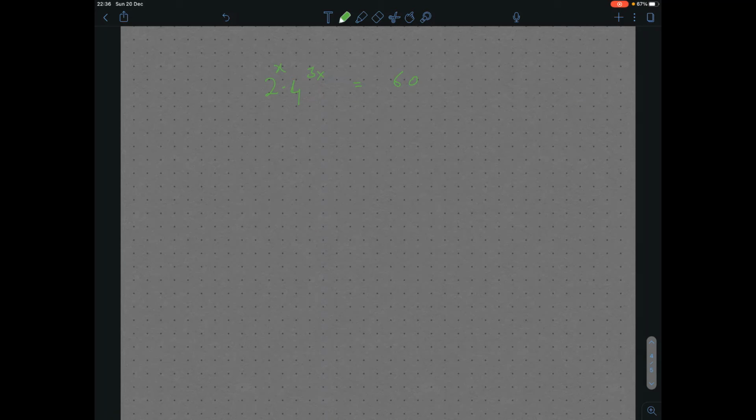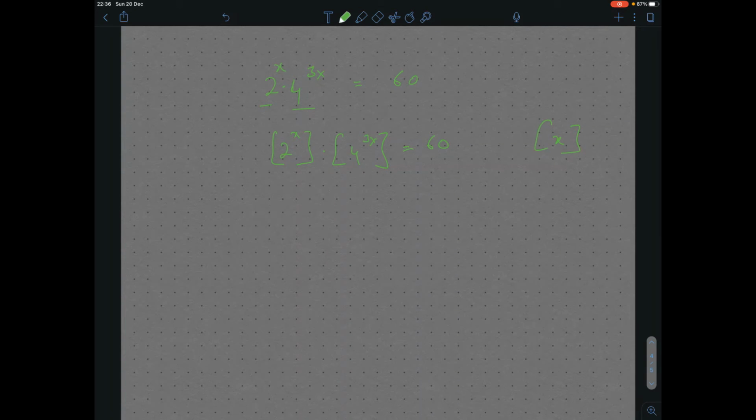Okay, so you have 2 to the power of x multiplied by 4 to the power of 3x, and that is equal to 16. Okay, so again, these are two separate terms. What I meant to write was 2 to the power of x multiplied by 4 to the power of 3x, and that is equal to 60. The easiest way to solve this sort of problem is to apply logarithms directly and try to find the value of x.